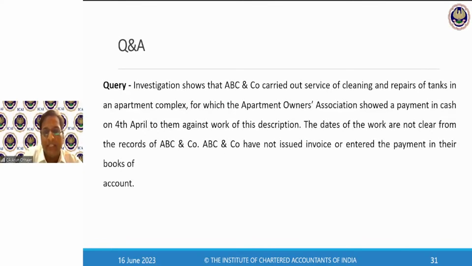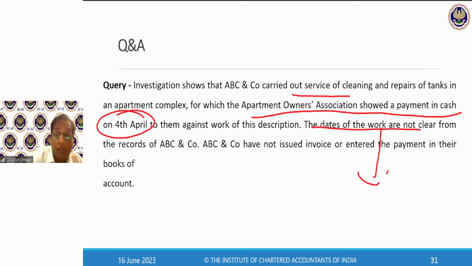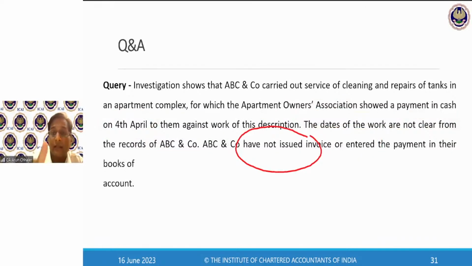Investigation shows that ABC company carried out the service of cleaning, for which the apartment shows the payment in cash on 4th of April. So he has passed the entry in the books of accounts on 4th of April. The dates of the work are not clear, so the date of the provision of the services is not identifiable. From the record, ABC company has not issued the invoice. So what is the time of supply? It is a clear indication that ABC has not issued the invoice.